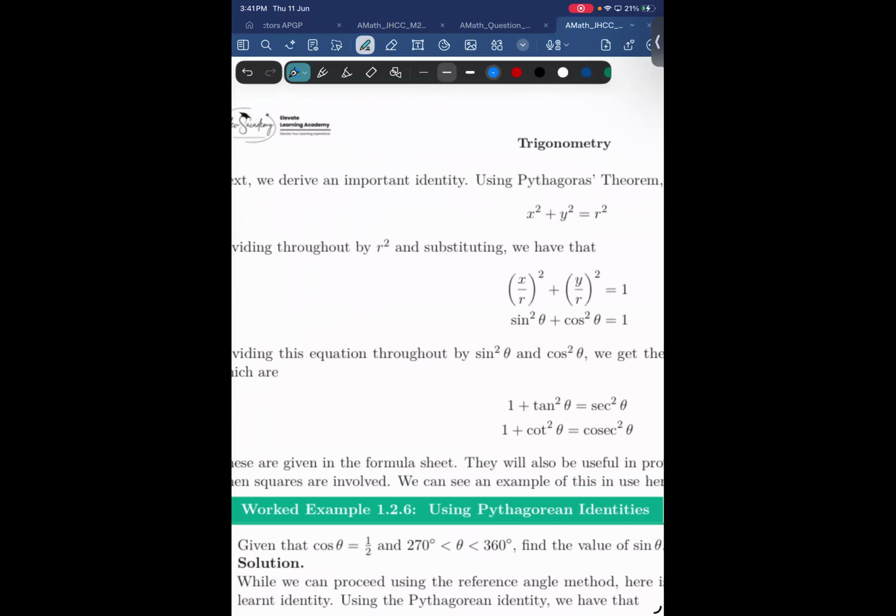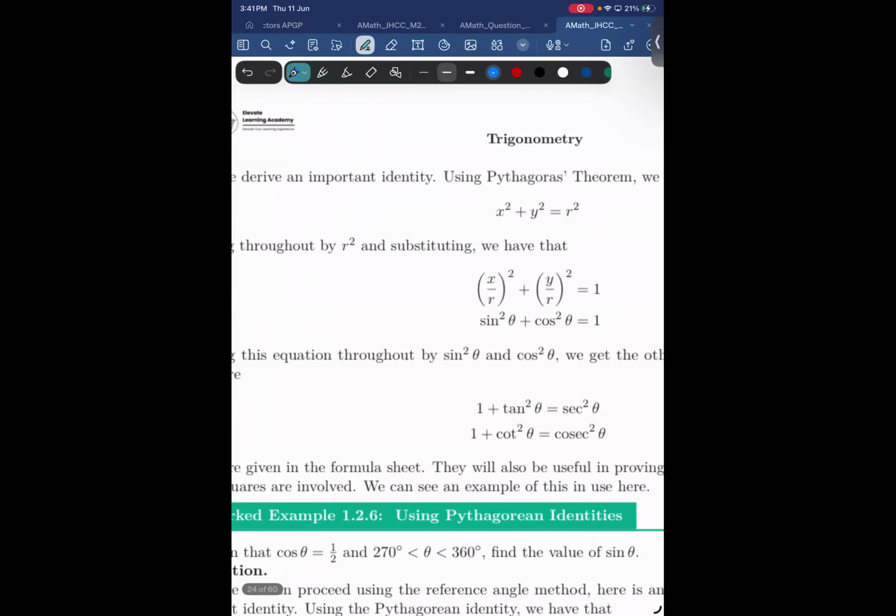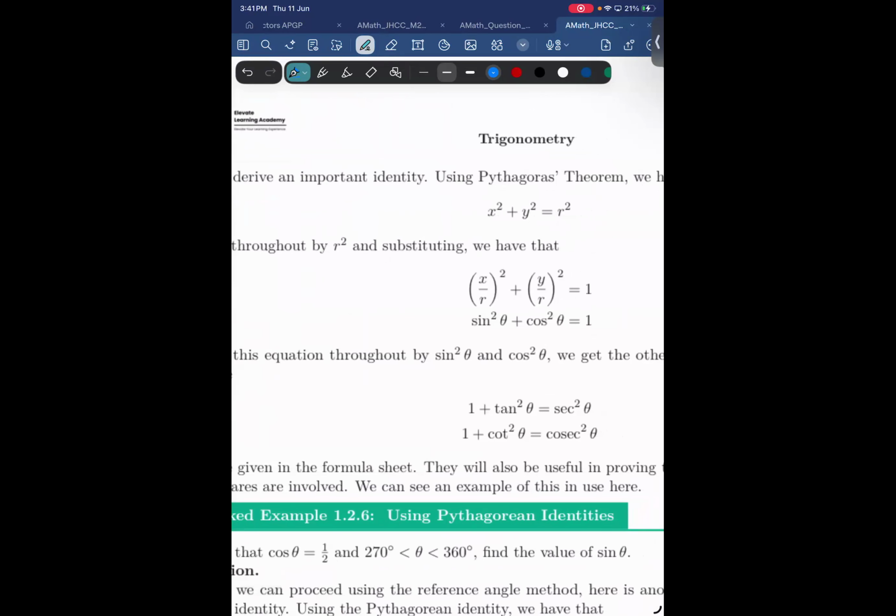The derivation I will skip also. You can look at it if you want, but not too necessary. But the three important ones you need to know: sine squared theta plus cosine squared theta equals 1, 1 plus tangent squared theta equals secant squared theta, and 1 plus cotangent squared theta equals cosecant squared theta. These three are in the formula sheet, the first page of your exam paper.